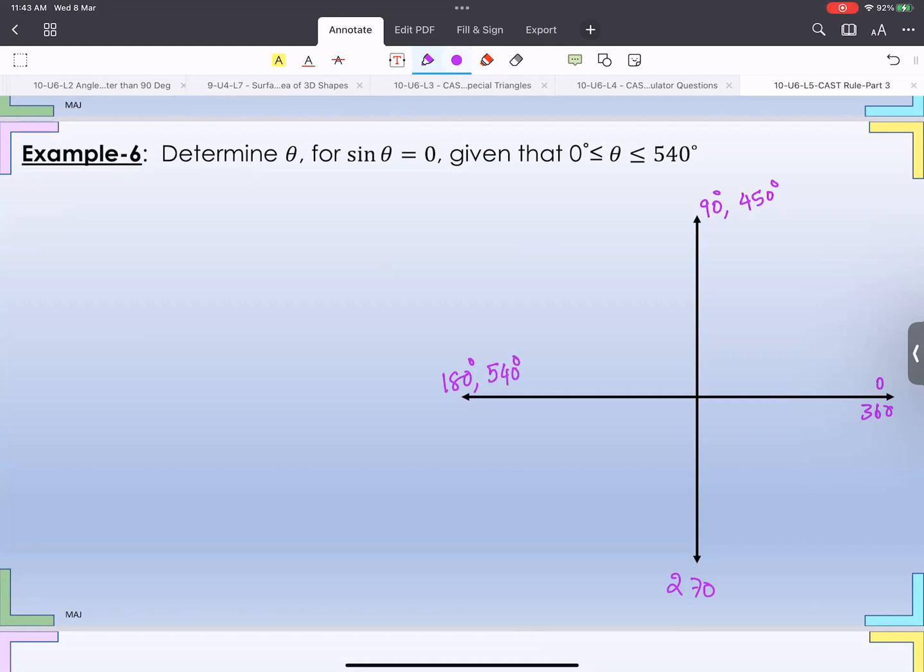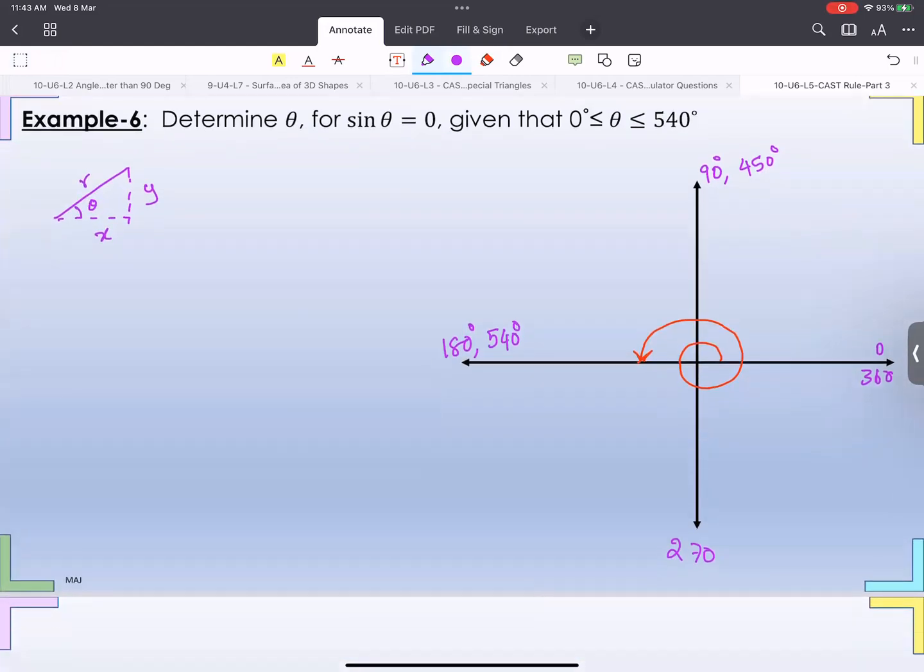We want to start all the way from 0 degrees, go to 360, to 450, to 540. That's the domain we need to scan for our solution. Now, again, let's look at what sine theta, cos theta, and tan theta are, or in this case, just sine theta. Sine theta is 0. So sine theta is y over r, and sine theta is given to be 0. So this means y should be equal to 0. Only when y is 0, sine theta is going to be equal to 0.